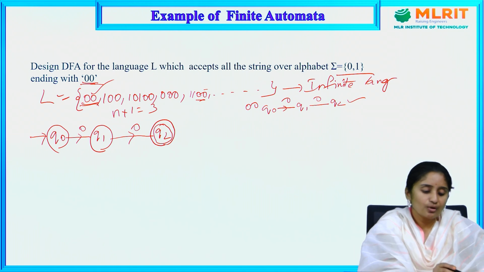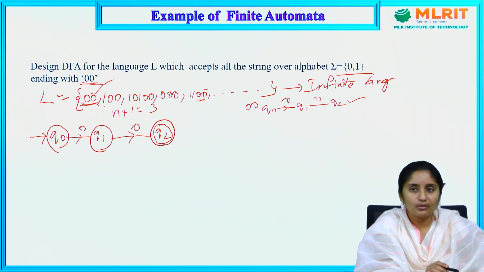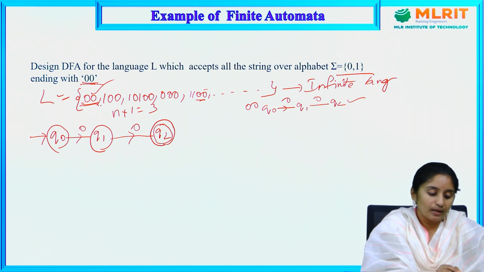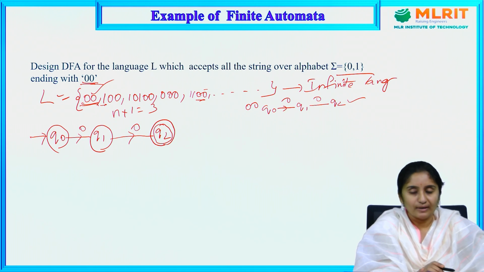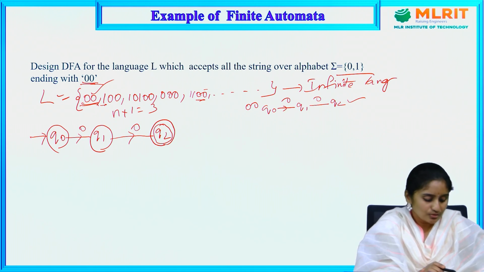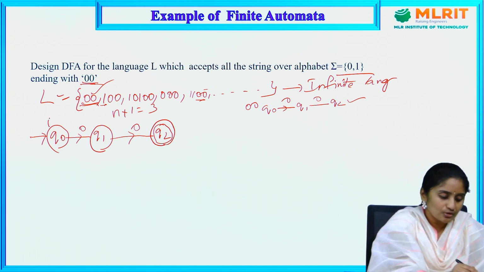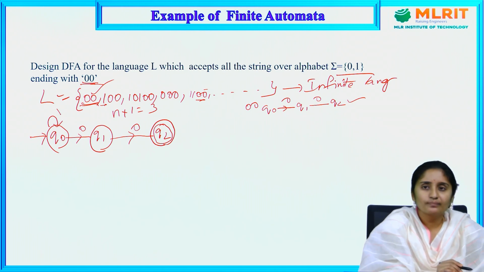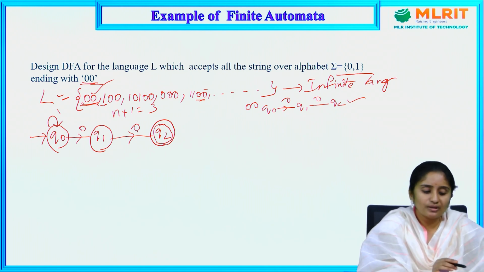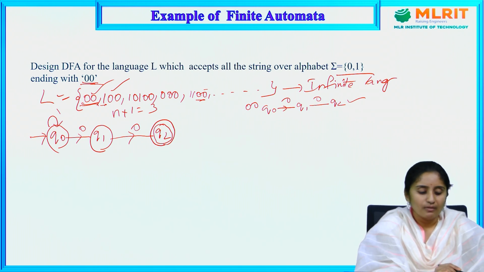The next I am having is 1 0 0. Here it is starting with 1. So how are we going to construct it? Let's plot here 1, then 1 0 0. This string is also accepted. 1 0 0 is accepted.